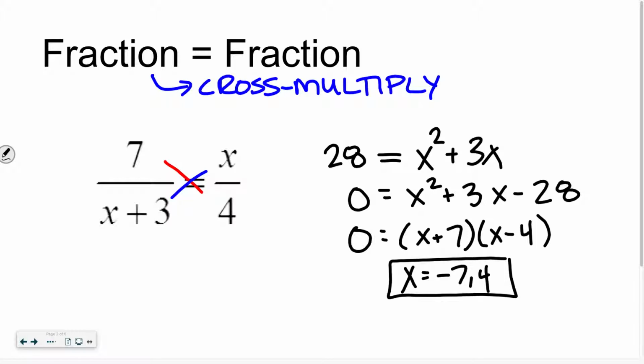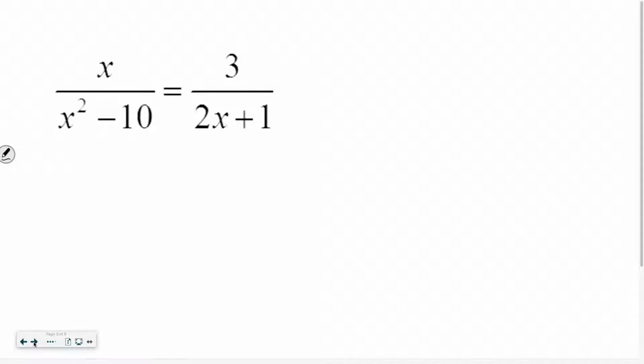Anybody got any questions on that first example? Okay, try one on your own. x over x squared minus 10 equals 3 over 2x plus 1. Since it's one fraction equal to another fraction, you should be able to cross multiply.